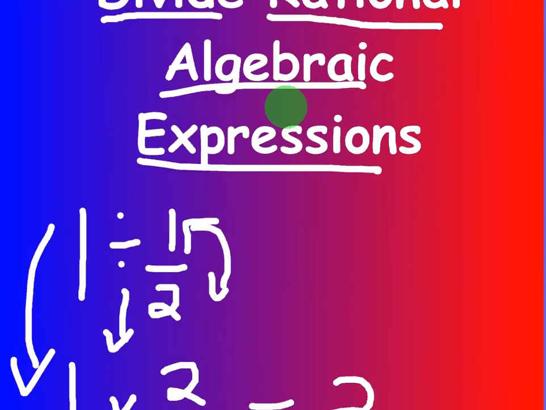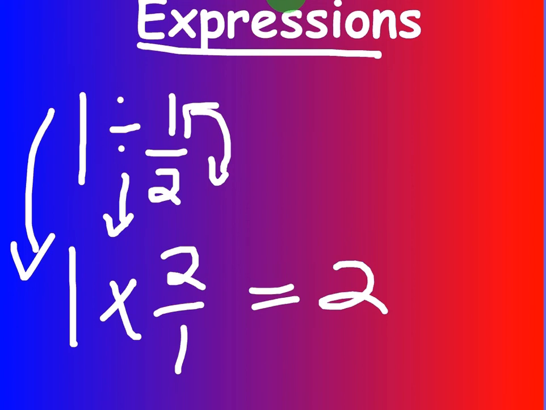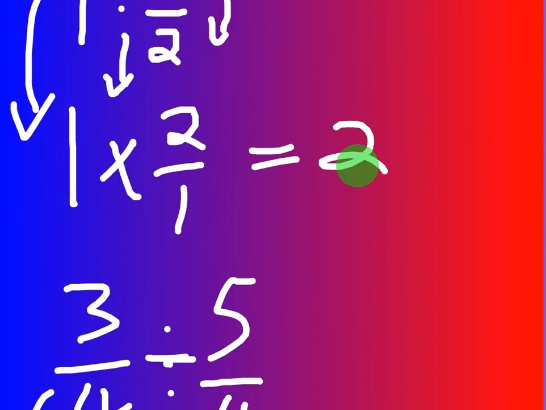First of all, let's just do a whole number, 1 divided by 1/2. So what does keep, change, flip mean? You keep the first thing, if it's a fraction or a whole number, you change the division to multiplication, you flip the second fraction. So 1 divided by 1/2 becomes 1 times 2 over 1, which is 2. That's what keep, change, flip means. Let's look at another one.